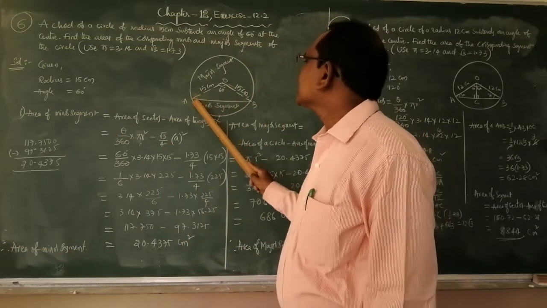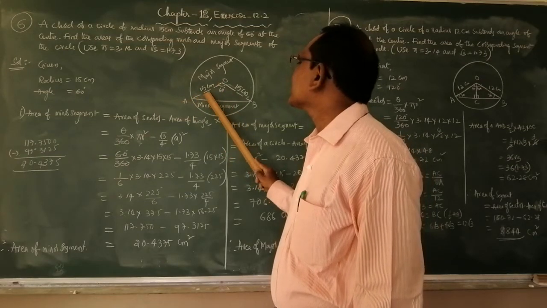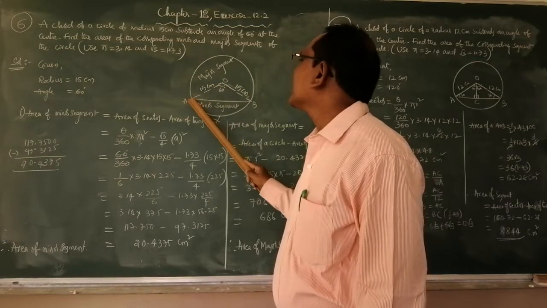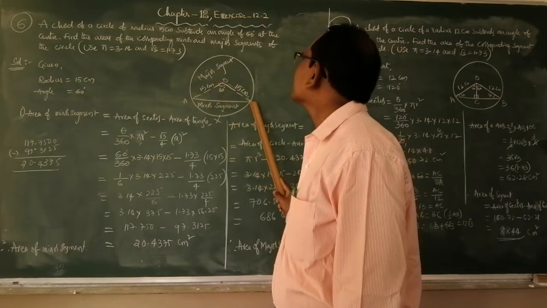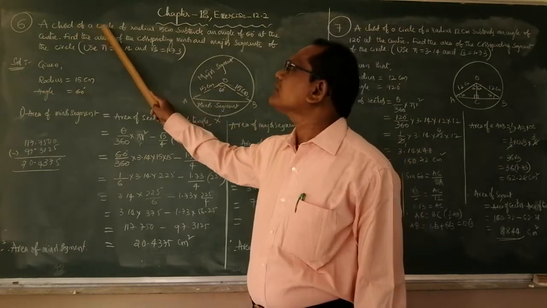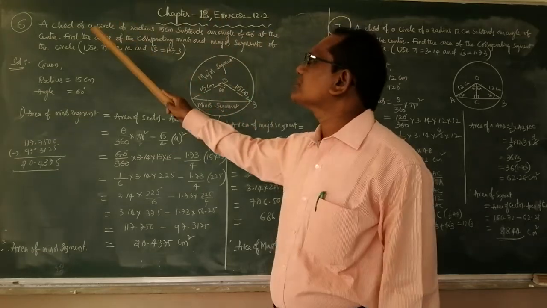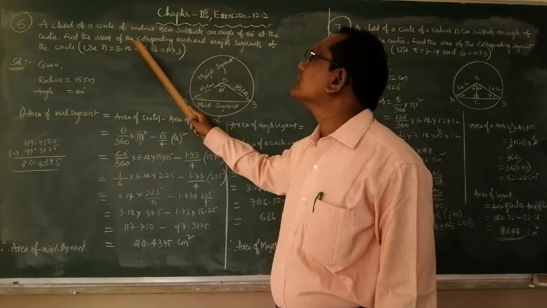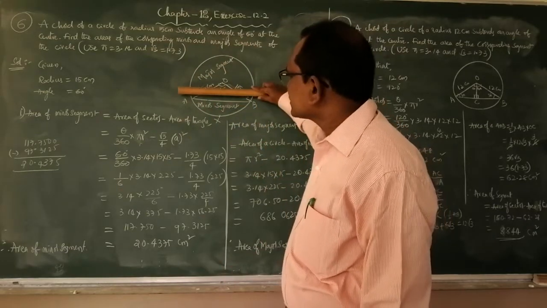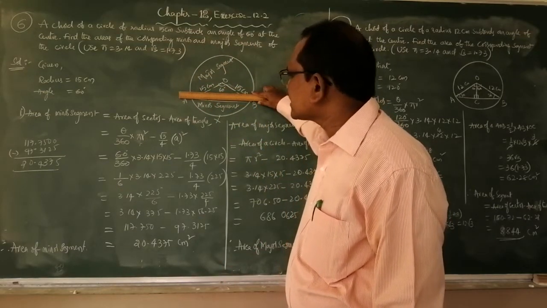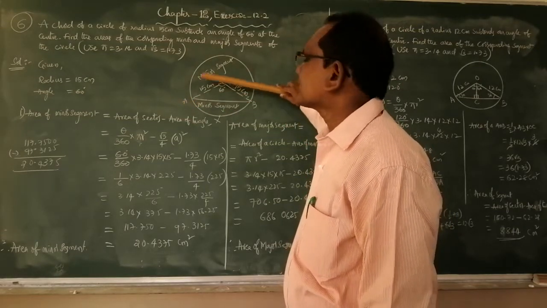So children, this is the radius of the circle, 15 centimeters, and O is the center of the circle. AB is a chord. This is the radius AO and OB is the radius. The chord subtends an angle of 60 degrees at the center. Find the areas of the corresponding minor and major segments. Here, AB down is the minor segment, and AB above is the major segment.